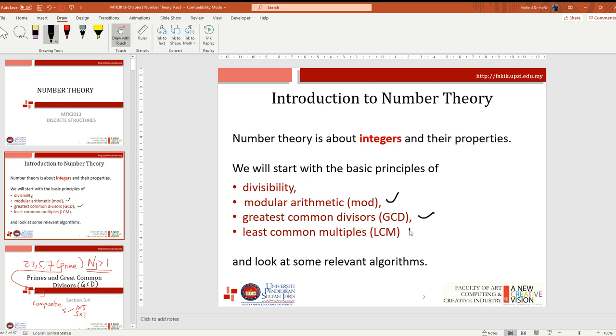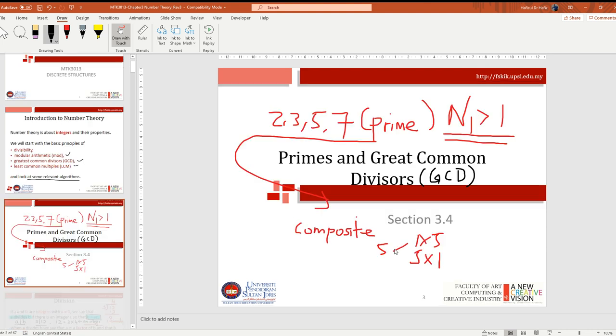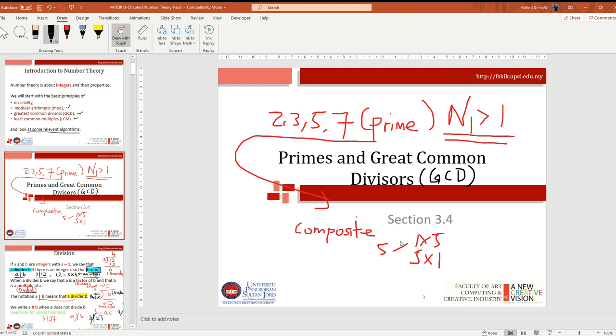Okay. And then we look at some relevant algorithms, basically to calculate the GCD and also for calculating the LCM. Okay, and then we look into the prime and greatest common divisor, GCD.